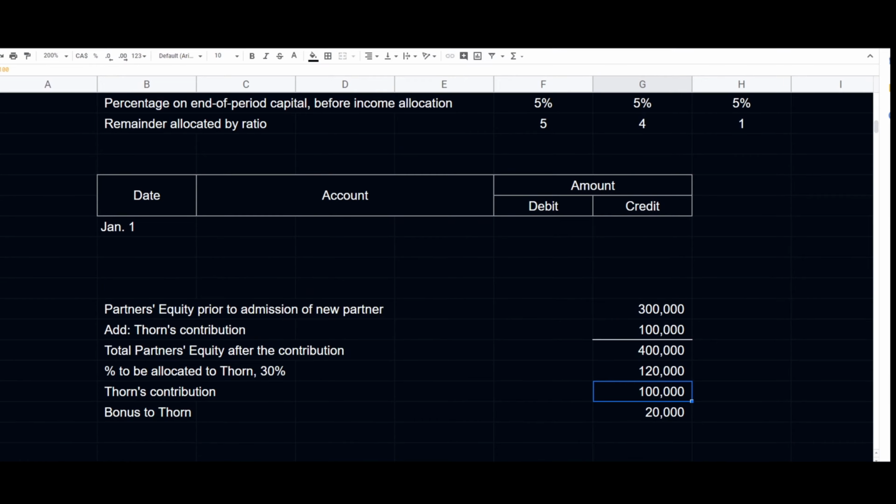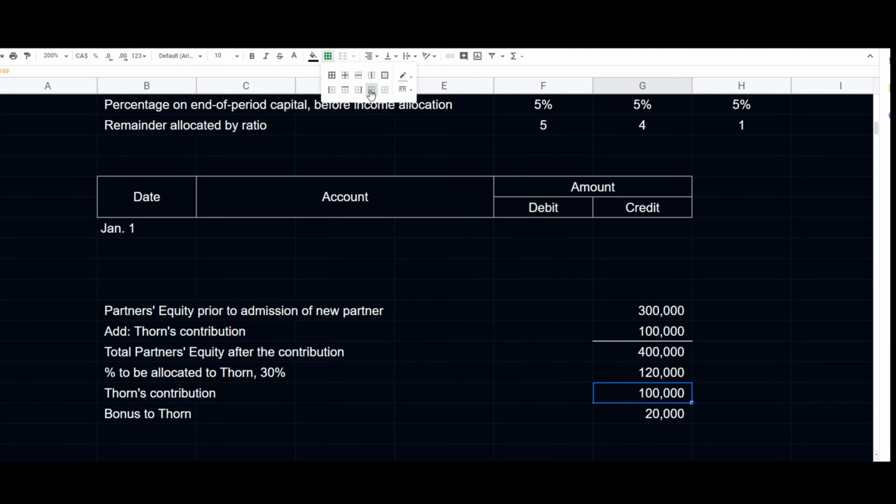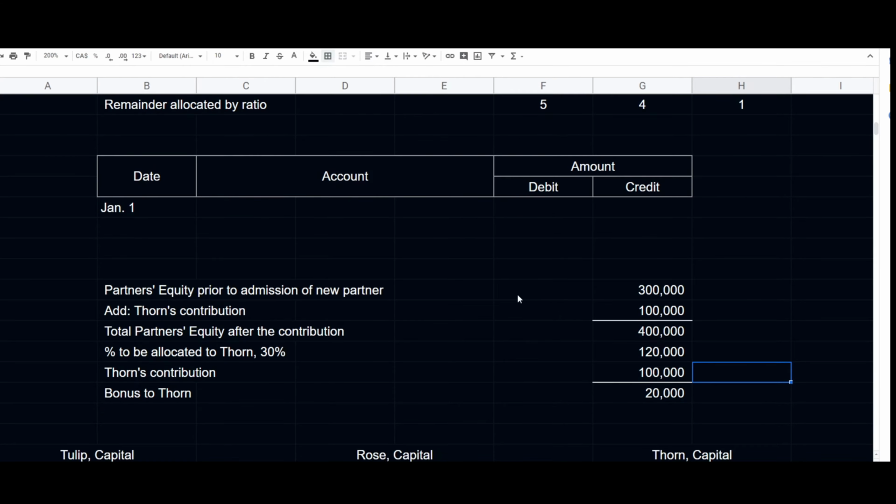It's possible that the pre-existing partners really thought Thorn brought a lot to the business, and so they were willing to provide Thorn with this bonus as an incentive to bring Thorn into the business. Another possibility, beyond Thorn's skills and talents, could be that the pre-existing partners thought that Thorn was going to bring much needed cash into the business. And so for the sake of getting cash, they were willing to give up a little bit of capital.